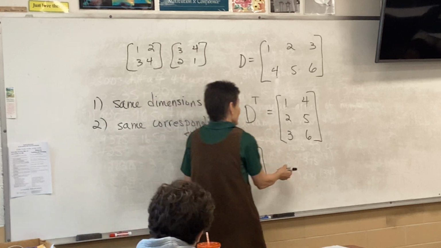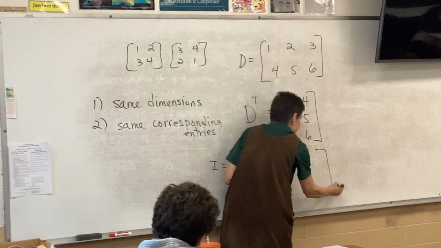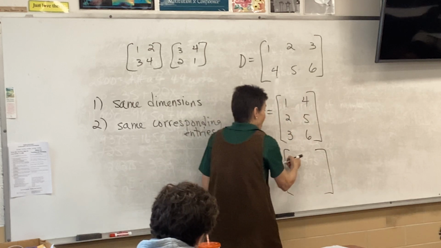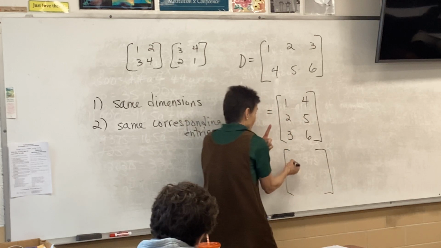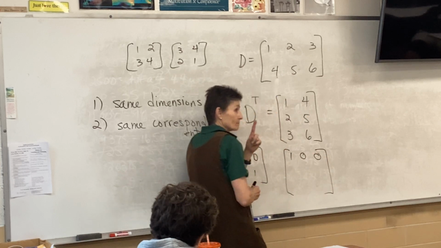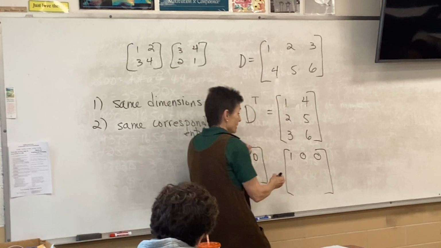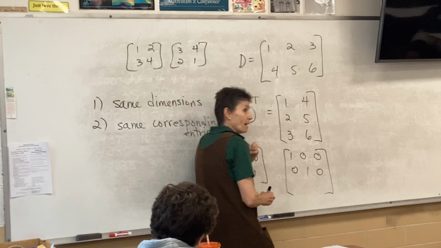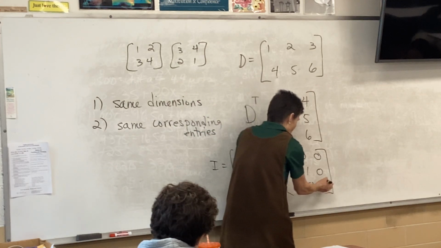What would it be in 3 dimensions? Any guesses in 3 dimensions? What's that top row going to be? 1, 0, 0. What's the middle row going to be? 0, 1, 0. And the bottom row? 0, 0, 1.